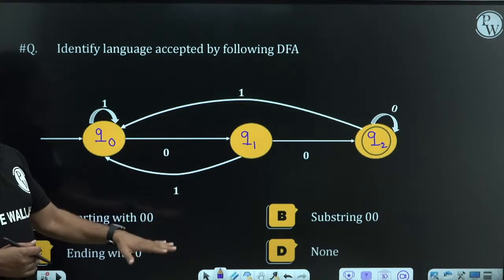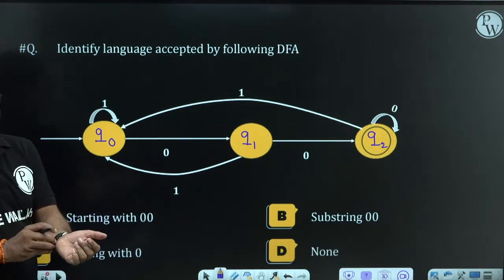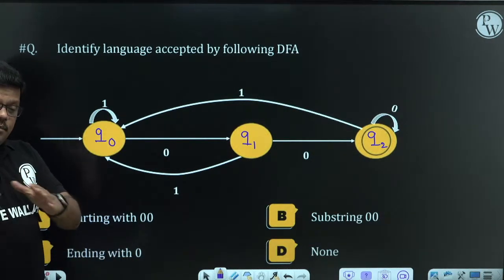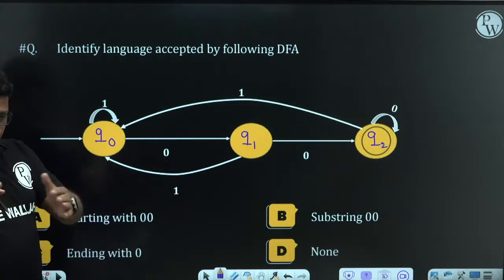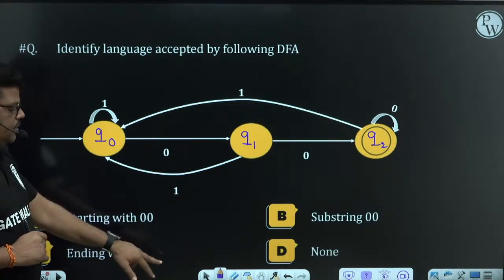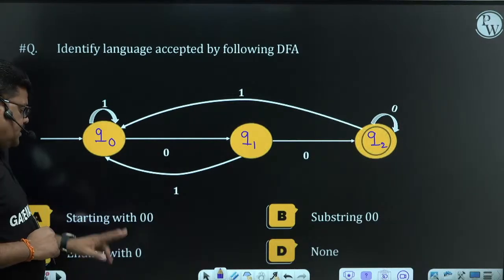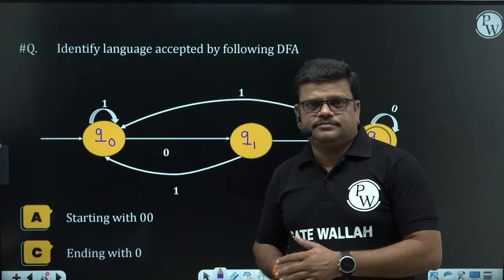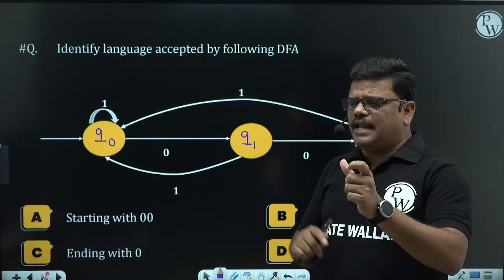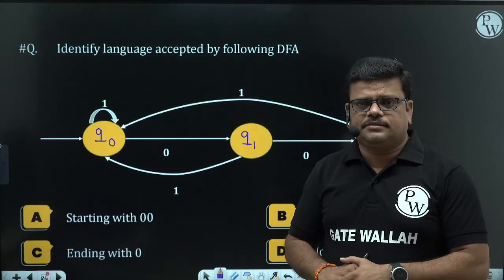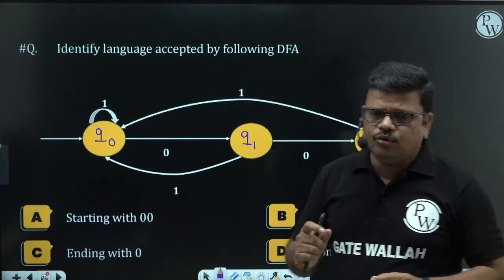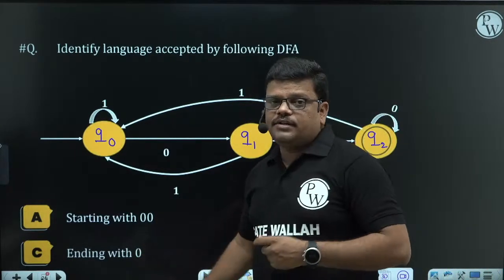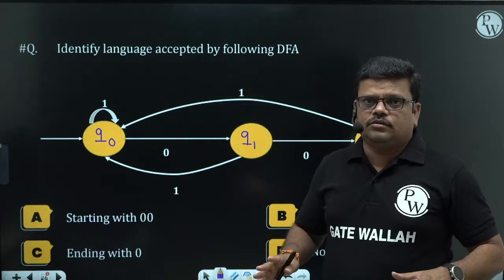both should be equal. Some students in the chat box are changing from ending with 00 to ending with 0. Ending with 00 is a different language, ending with 0 is a different language. The minimum strings vary. All these minute differences in language will definitely come in the options of the GATE paper. That's why, if you don't know what an ending with 0 language looks like, or an ending with 00 language looks like, your option goes completely wrong.